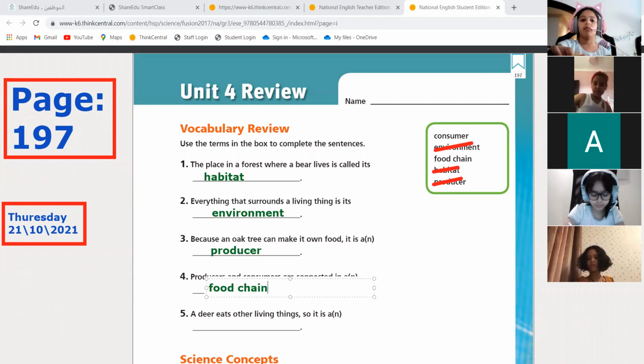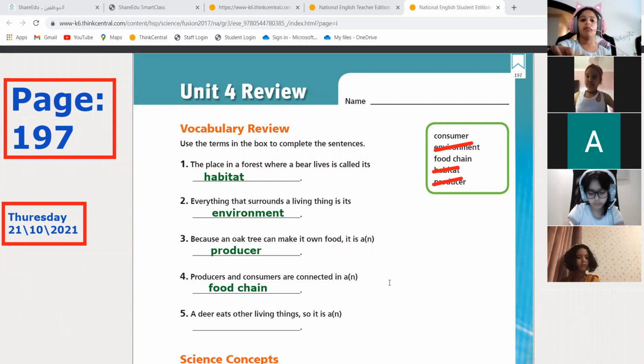This is an extra question. Where can you find a producer in a food chain? Is it at the first or at the last? At the first. Yes, of course. A producer is always at the beginning because they take the energy from where? From the sun, from the sunlight. Bravo, Batul. Excellent. Thank you very much.